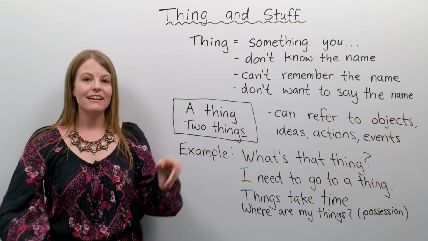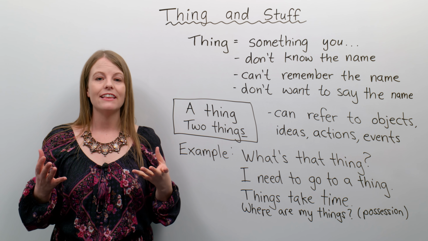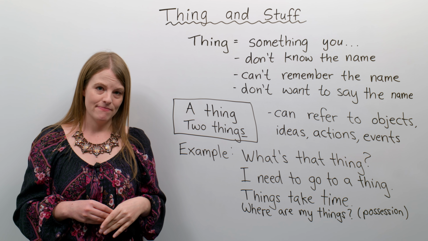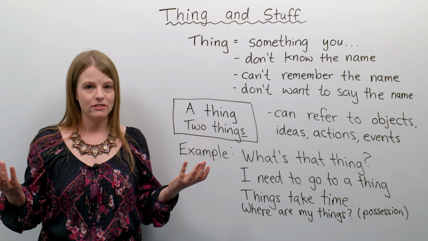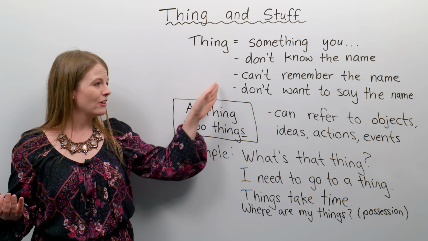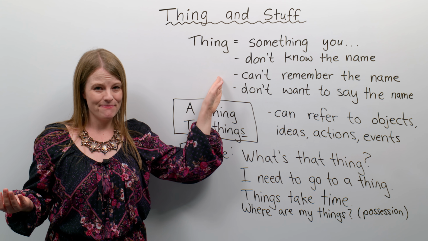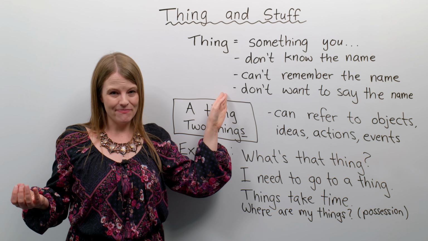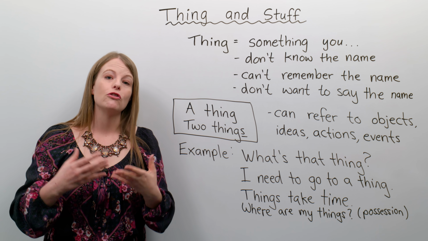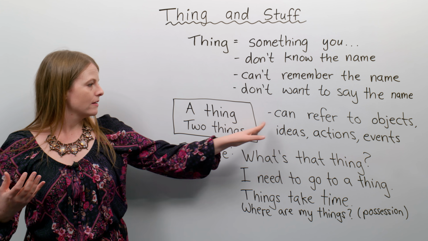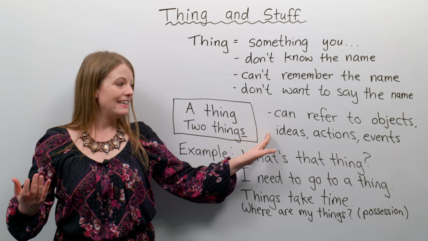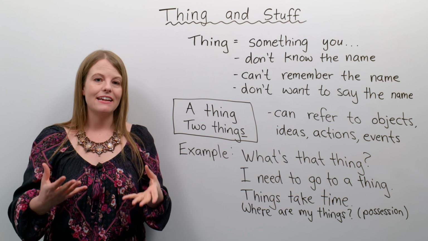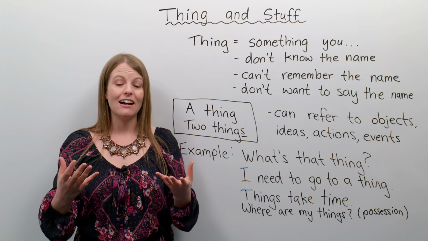So thing we use when there is something, but we don't know its name, so we don't know what it's called, or maybe there is something we can't remember the name. Maybe we know the name, but we don't want to say the name. So we can use thing to refer to objects, ideas, actions, events. It is a term that can mean a lot of different things.